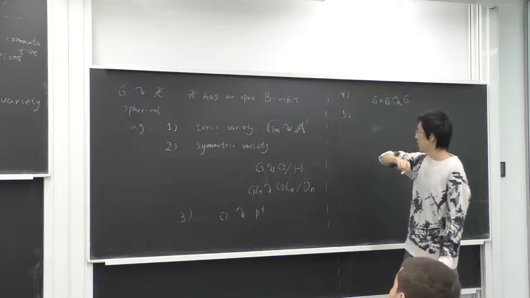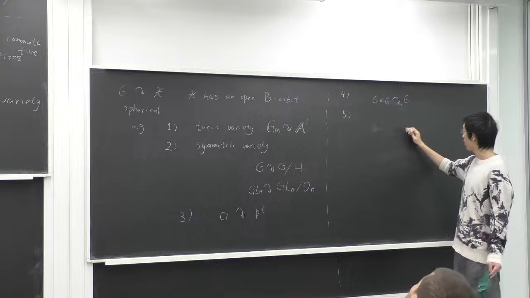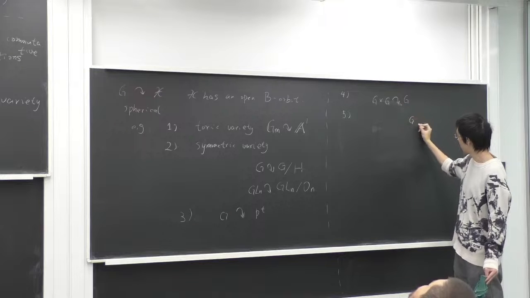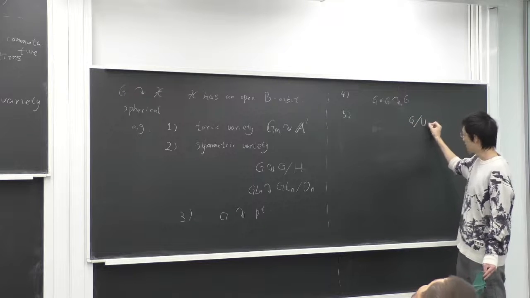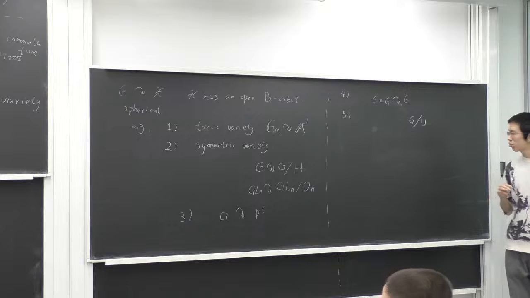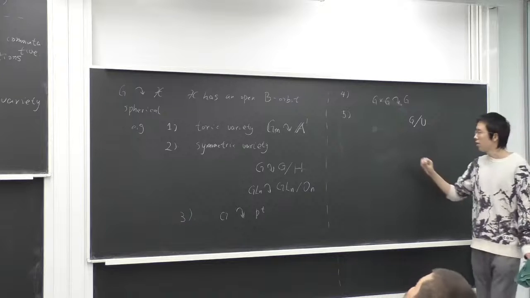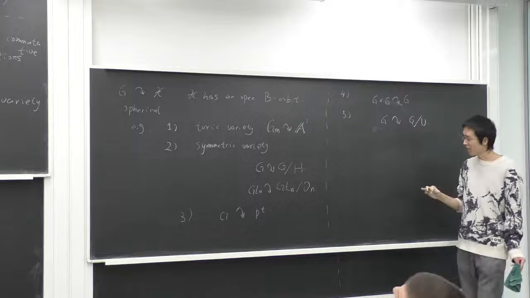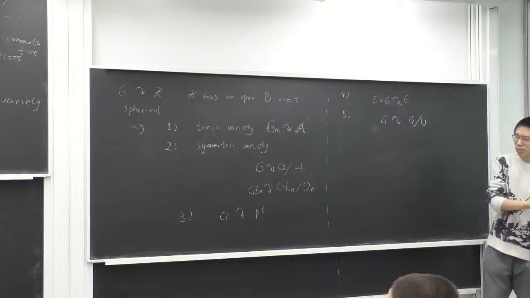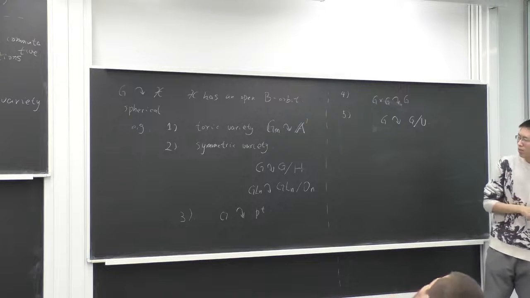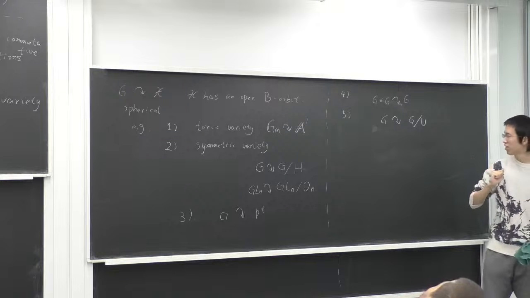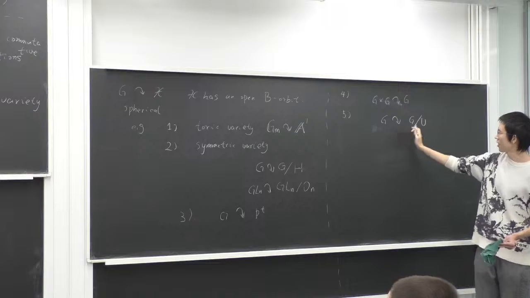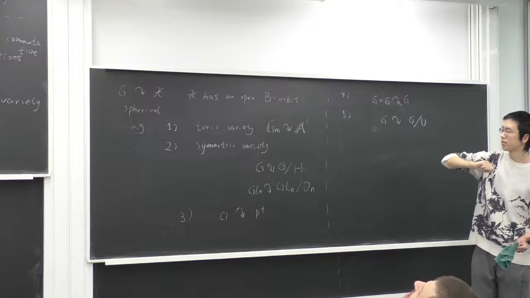And there is another example that I want to introduce here. Given a reductive group G, you take its maximal unipotent subgroup U. Then you have an action of G quotient U, given by left multiplication. And by the Bruhat decomposition, there is an open B orbit in G quotient U. So this way you get a G spherical variety.